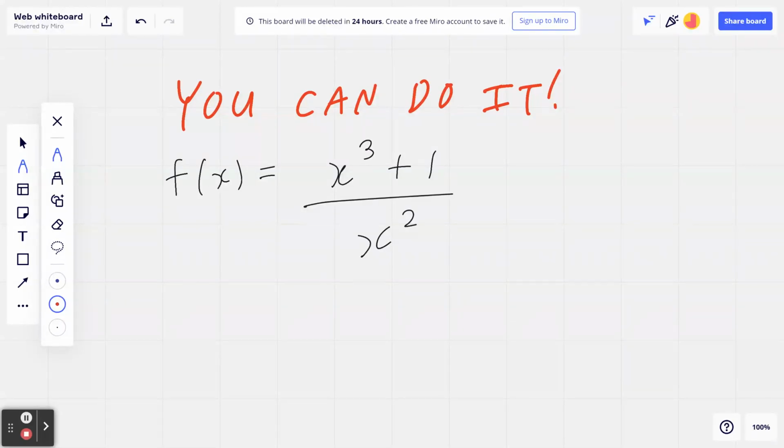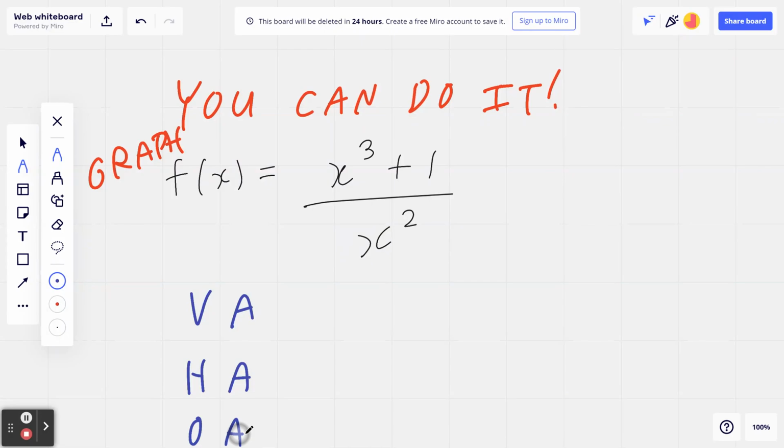Hi everyone. Let's take a look at the following example. Graph f of x, which equals x to the power 3 plus 1, divided by x squared. Step number 1: state the vertical asymptote, horizontal asymptote, and the oblique asymptote.